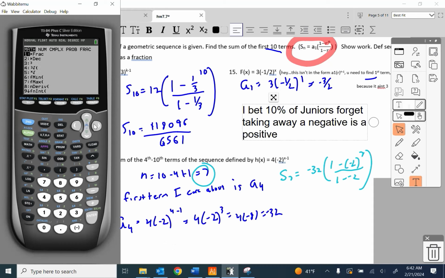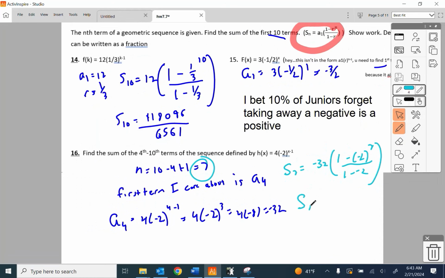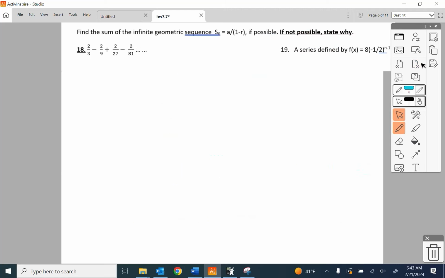Let's see here. Math, num, n over d. 1 minus parentheses, negative 2, to the 7th power. Denominator, assuming I don't realize that's 3, is 1 minus a negative 2. Closing the parentheses on this is optional, but just looks better. Negative 1376. So the sum of 7 things is negative 1376. Moving forward in my life.